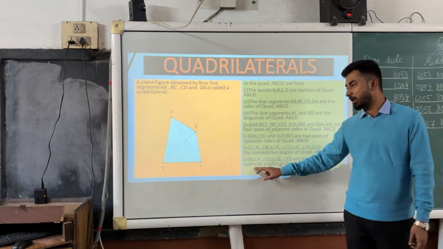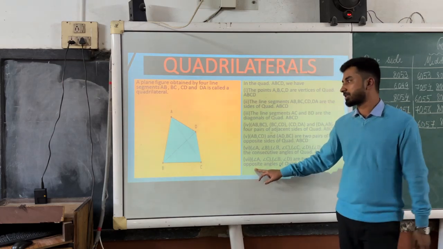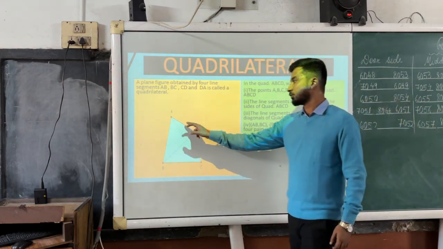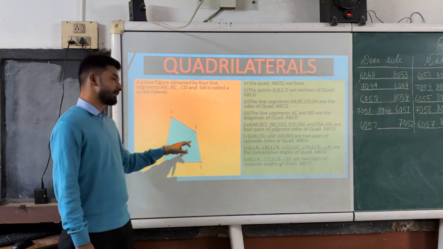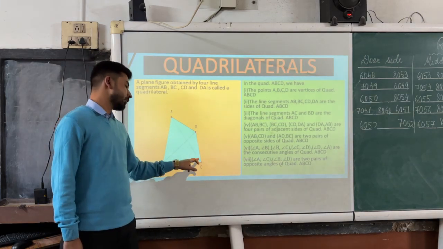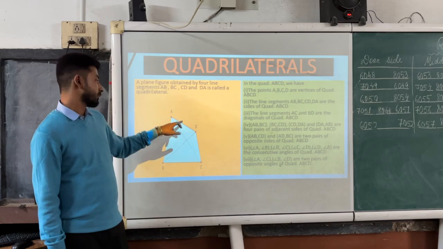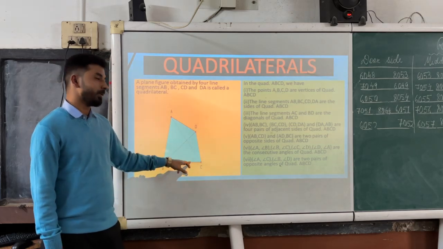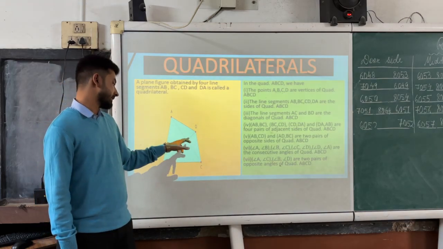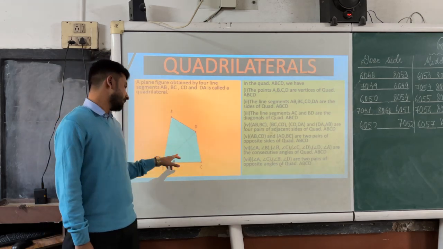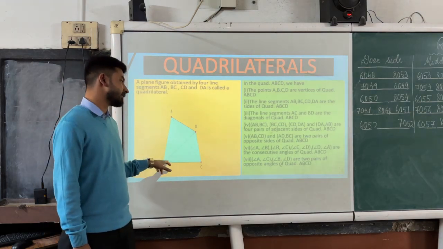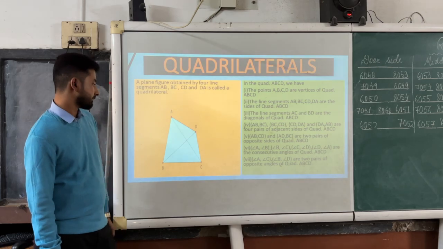Now, what do we mean by the opposite angles? Angles which do not share a common arm. Angle A has two arms, AD and AB, and angle C has two arms, BC and CD. These two angles do not share a common arm. So these two angles are known as the opposite angles of the quadrilateral. Similarly, angle B and angle D are the two opposite angles of the quadrilateral ABCD.